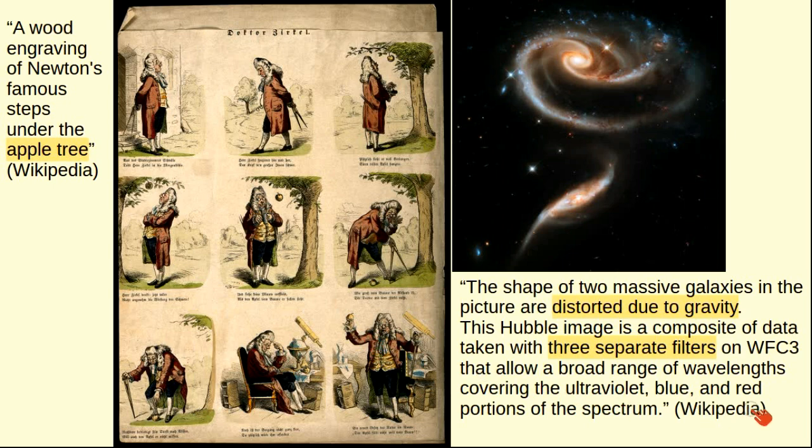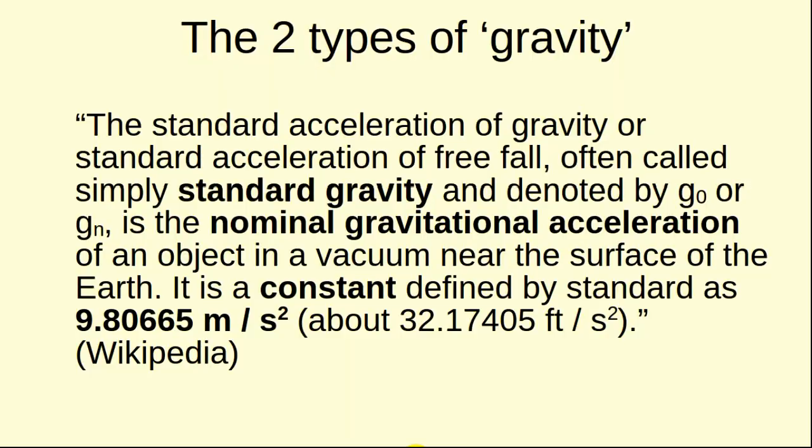And then we have a Wikipedia here. This was voted apparently the best image of the year, or along those lines: the shape of two massive galaxies in the picture are distorted due to gravity. Right, okay. The Hubble image is a composite of data, put together from three separate filters on wavelengths of ultraviolet, blue and red portions of the spectrum. Okay, so basically it's kind of CGI'd. That's what they're telling you. Anyway, without getting too controversial again, let's move on.